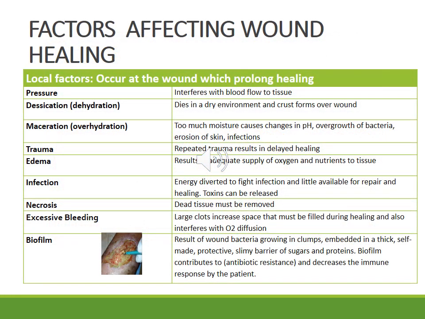So we've gone through the wound healing phases, what should occur with wound healing. So what factors affect that wound healing? And we've got a list here. There can be local factors which occur at the wound which prolong that healing. So any pressure, and again, this is a long PowerPoint, we're going to talk about pressure wounds, but when you are laying in a bed, we tend to have pressure to our bony prominence areas, and that can interfere with blood flow to the tissue. So if we have prolonged pressure to an area, we're not getting the proper blood flow, and that can affect a wound.